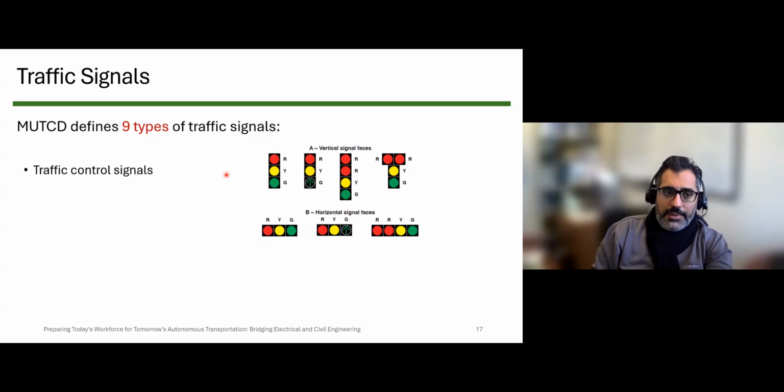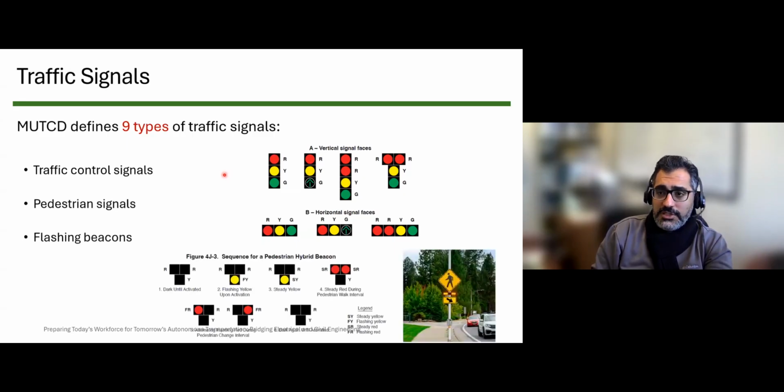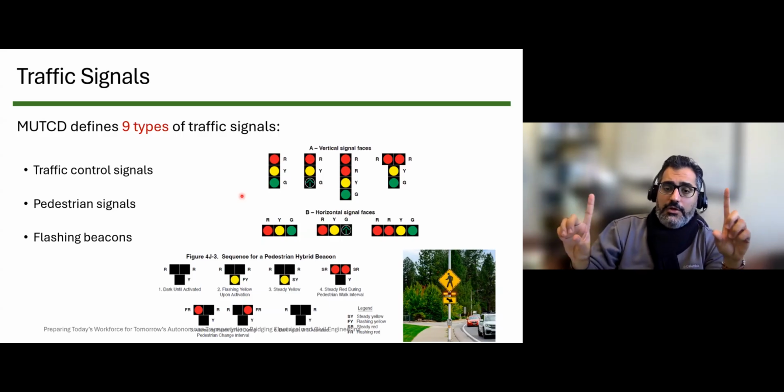What else do we have in traffic signals? We have pedestrian signals and flashing beacons. Pedestrian signals are similar to these traffic control signals, but they do not happen at intersections. They happen at mid-block crossings, like if you have a street that has a very high speed limit, or drivers tend to drive very fast on those streets. And there are actually a lot of land uses that require pedestrians to cross.